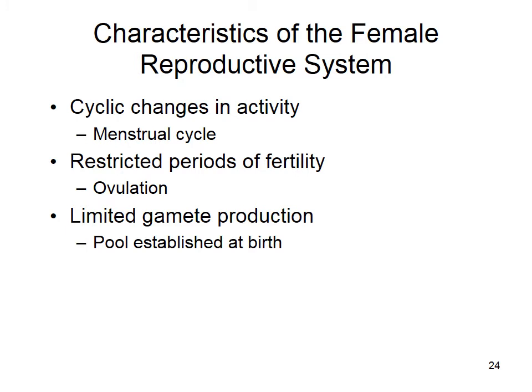Another major difference between males and females is that females have limited gamete production. The pool of gametes is actually established at birth, right? Whereas males will undergo spermatogenesis, again, as soon as testosterone levels increase during puberty and as long as they remain high enough throughout their lifespan. Okay, spermatogenesis might dip off, especially in the 50s, 60s, 70s, and 80s, right? But they still might produce some sperm.